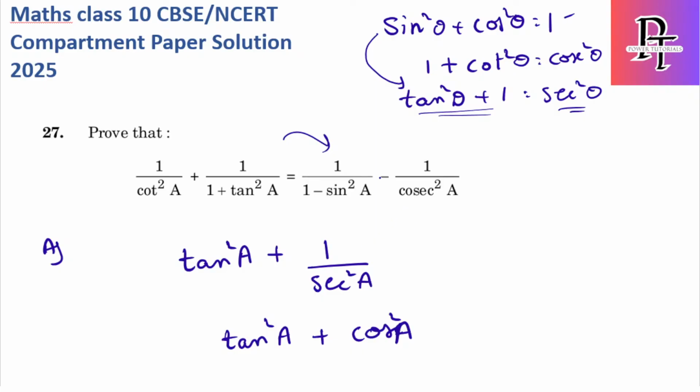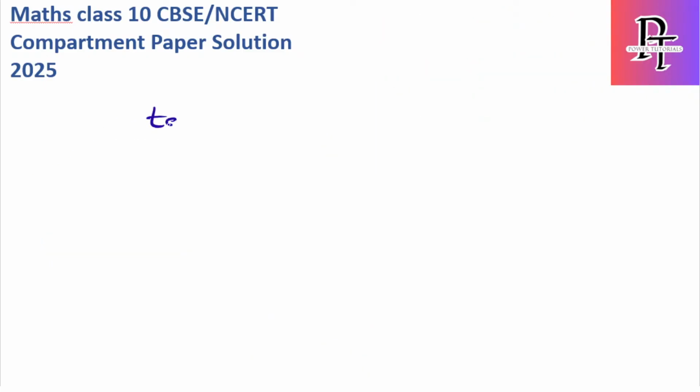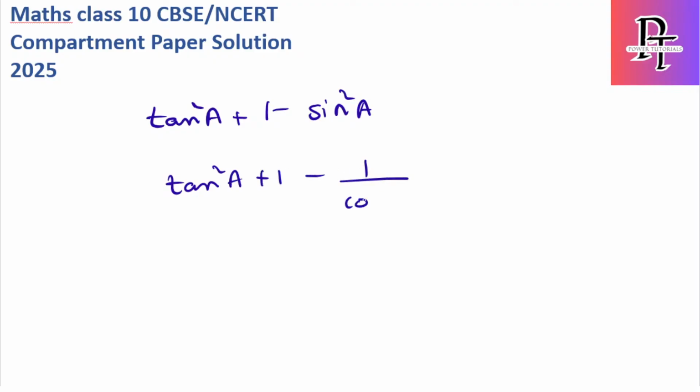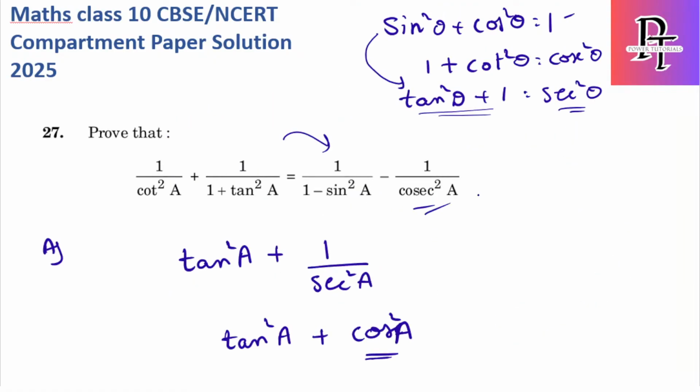Okay, but I want it in terms of sine and cosecant here. So what I will do is, I will replace cos square A as 1 minus sine square A. Okay, let's see what happens. If I replace cos square A as 1 minus sine square A, I can write 1 minus sine square A. So what is the sine and cosecant relation? Sine square A is 1 by cosecant square A. What I am doing is, I am just trying to get the RHS terms. Okay, so 1 by cosecant square is completed.